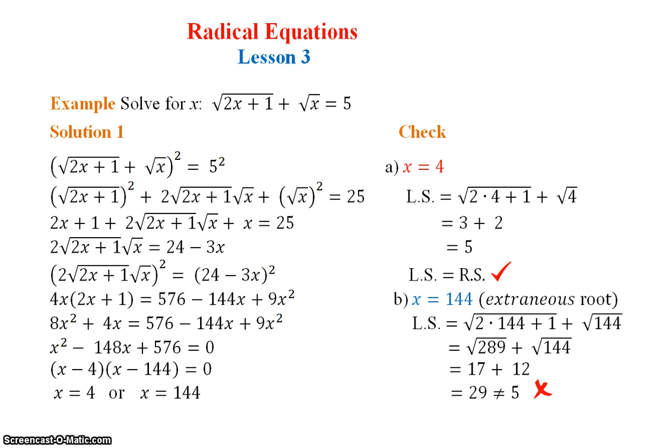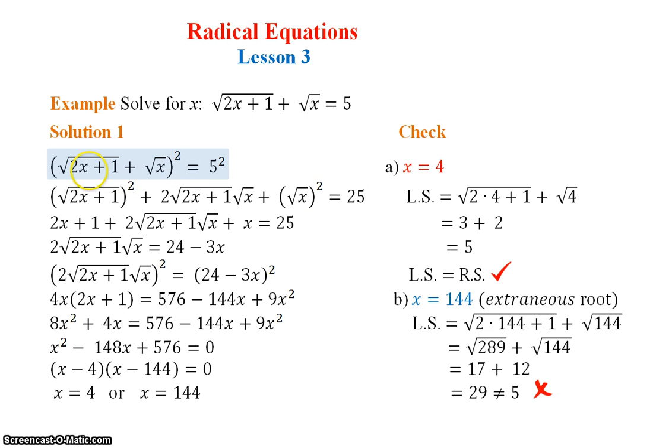Solution 1. We square both sides of the given equation. Our goal is to get rid of radicals. So we have to square the sum of two terms. First term square root of 2x plus 1 and second term square root of x.